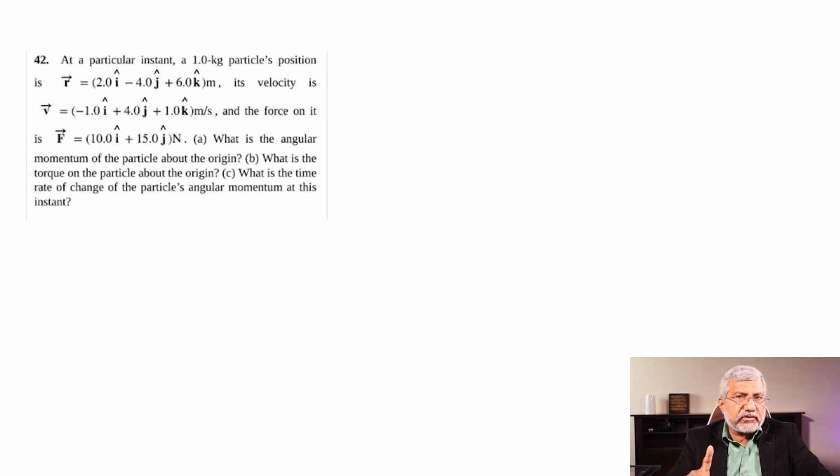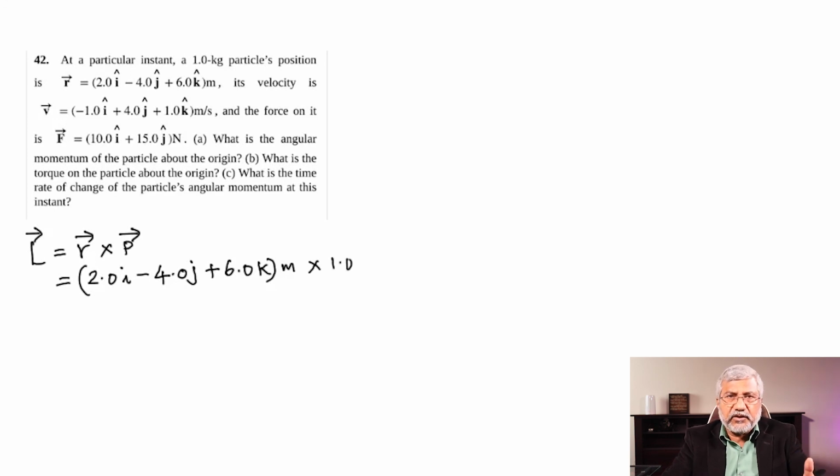I wanted you to be aware that angular momentum is also in the exam. And what is angular momentum? Angular momentum is the cross product of R and P. R is the position vector, P is the linear momentum. And what is linear momentum? Mass times velocity. So angular momentum is the cross product of R with mass times velocity. Angular momentum is a vector, of course. Any cross product gives you a vector. So that's R cross P.